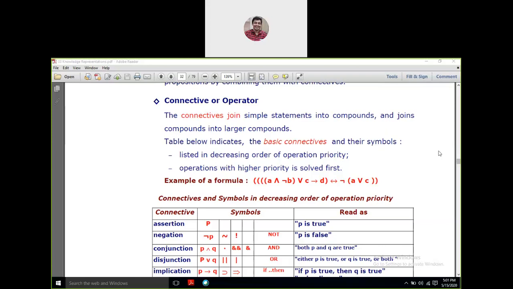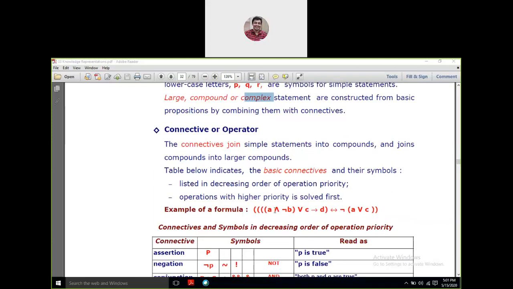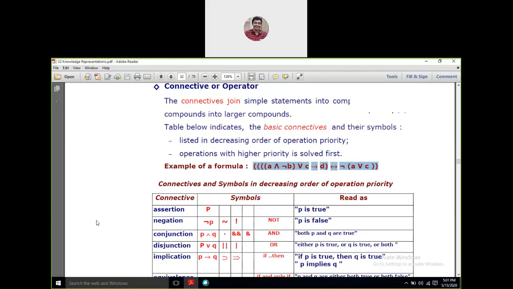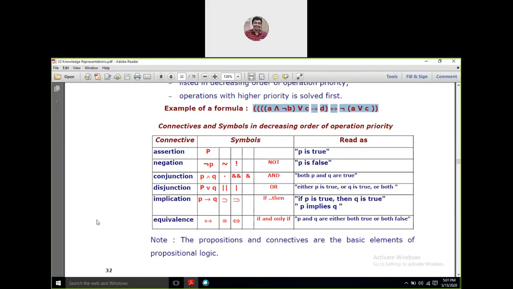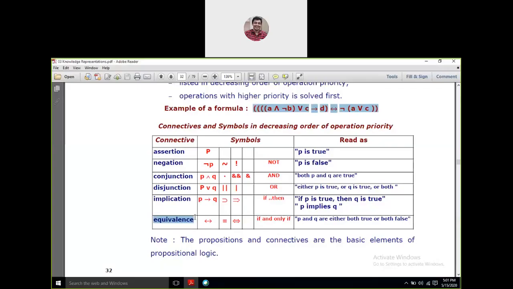Okay. Now in front of you, we do have the basic connectives also. By using these kinds of connectives, you can create a formula which can be complex or compound, like the one in front of you. Now, connectives and symbols are in decreasing order of their priority. That means this has the higher priority and this has the lowest priority that you can have. Now, let us see what we can see here.